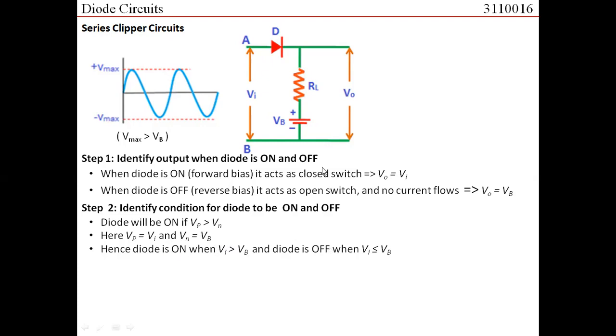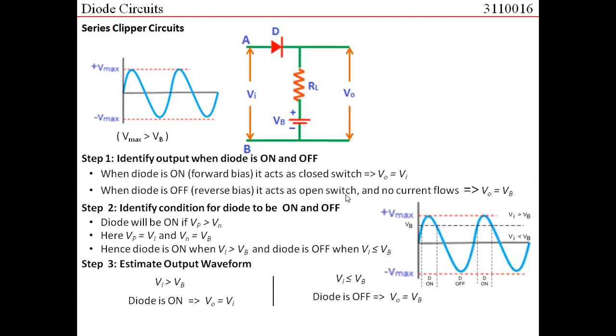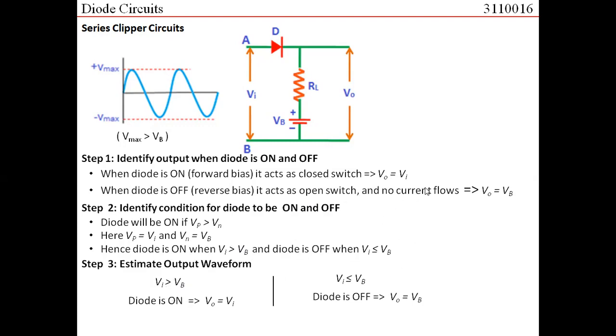Now, having done step 1 and step 2, we may go for step 3, which is estimating the output waveform. What is the case? If the input voltage is greater than VB, the diode is on. And if the diode is on, the output voltage is the same as the input voltage. This is what we have marked here.